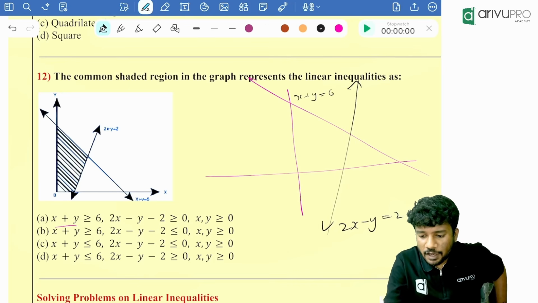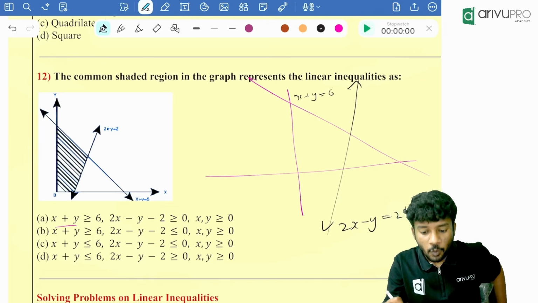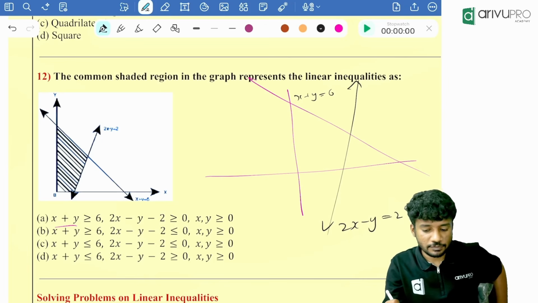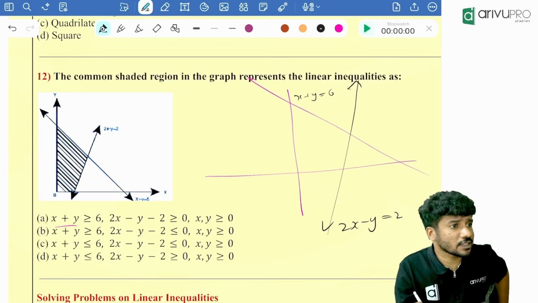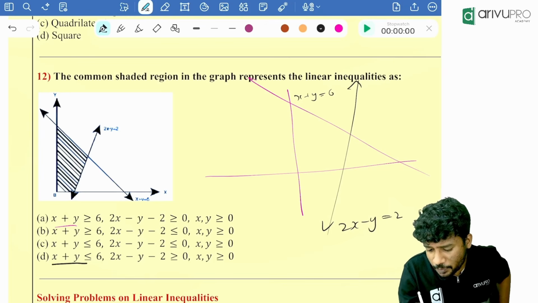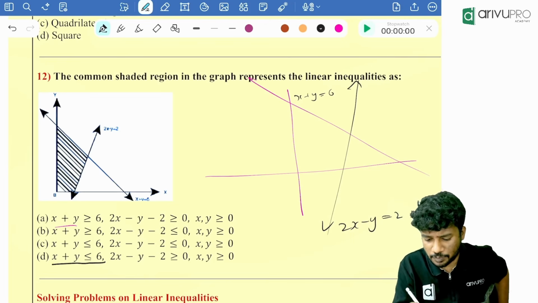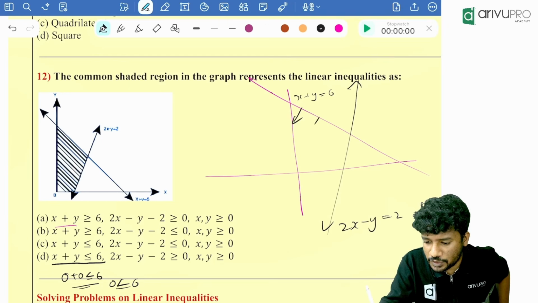People, now the graph should come towards the origin. Towards the origin means what? Both the signs should be what? Greater than or equal to, or less than or equal to. Now we will check option D. One person said option D. We will check. X plus Y less than or equal to 6. Put 0, 0. 0 plus 0 is less than or equal to 6. That means 0 is less than or equal to 6. That means the graph is coming towards the origin.